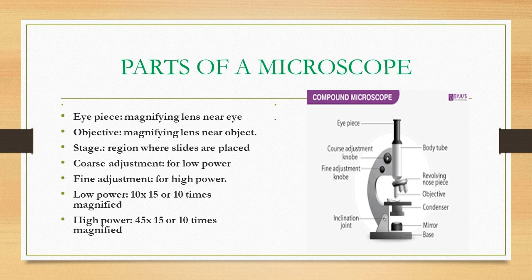So when you observe an onion peel cell or a cheek epithelial cell, you must remember it may be 450 times magnified sometimes. This tells you how small the cells inside your body are, and these cells are many in number. The human body has millions of cells.